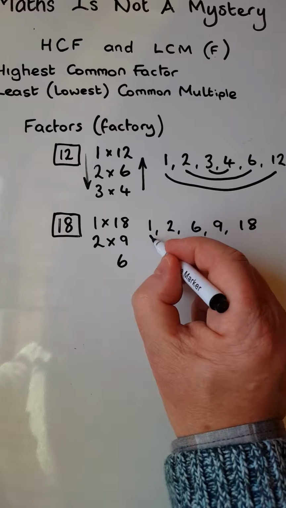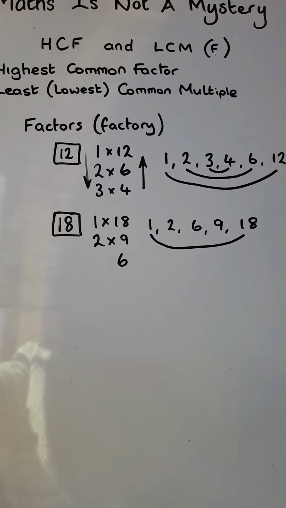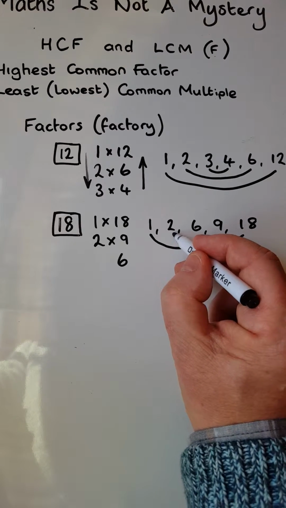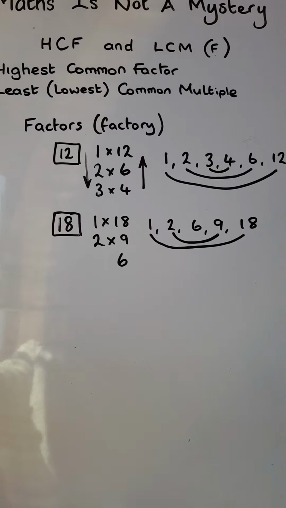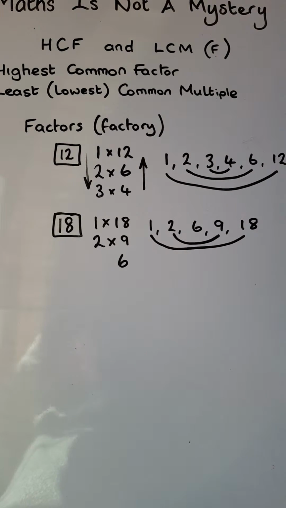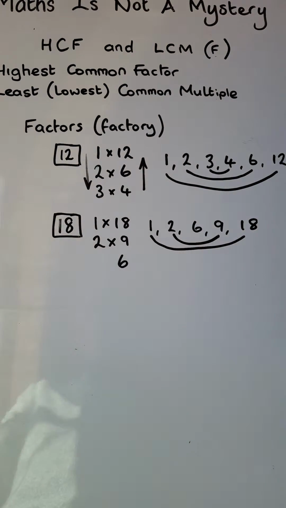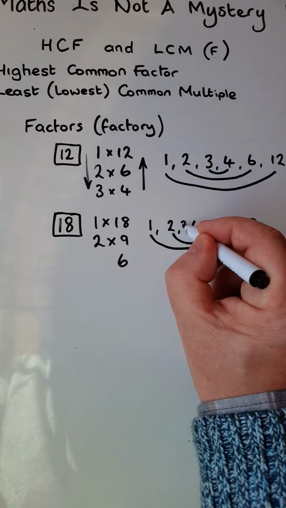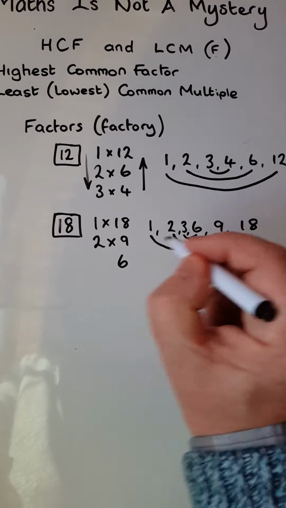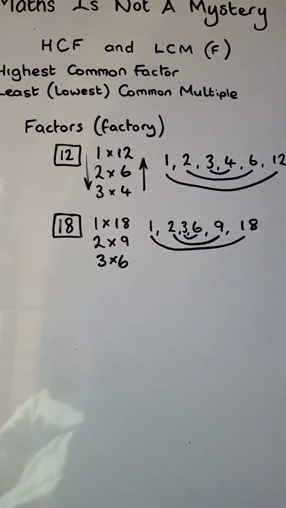Do my little sum. 1 times 18 makes 18. 2 times 9 makes 18. And I've got this 6 in the middle. That shows me I've done something wrong because I've not got anything to multiply it by. So very quickly it means I can add it on there. 3 times 6. Okay, so be careful when you work it out.